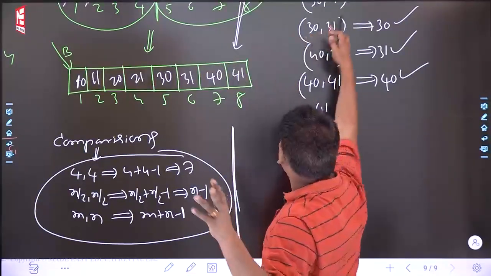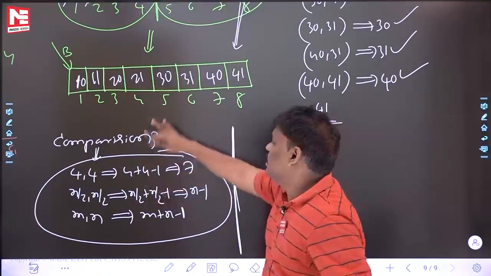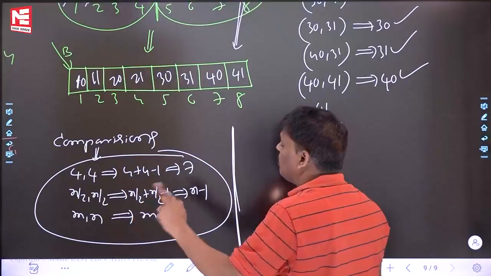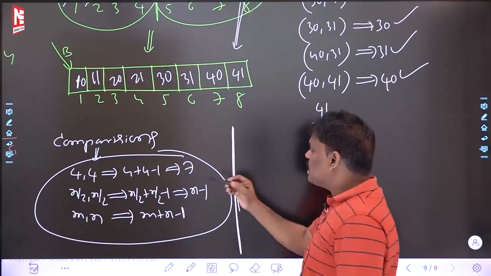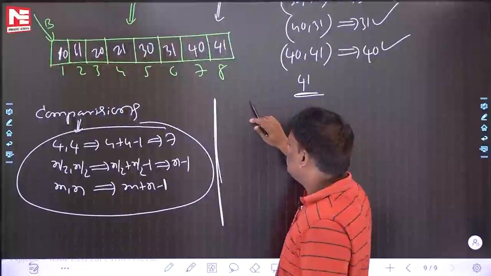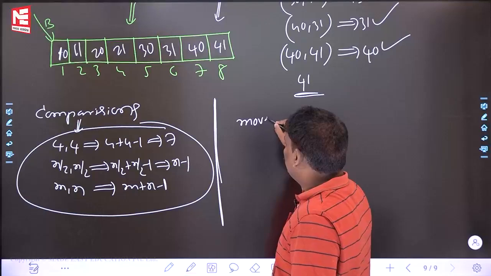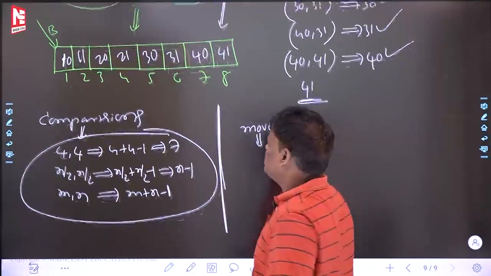This is the story of what happened. Based on this story, I have written this. Number of comparisons: left 4, right 4, totally 7. N by 2, N minus 1. M and N, M plus N minus 1. These are comparisons. Now see one more interesting thing: moves. Right? How many moves? What is the meaning of this? I will explain.